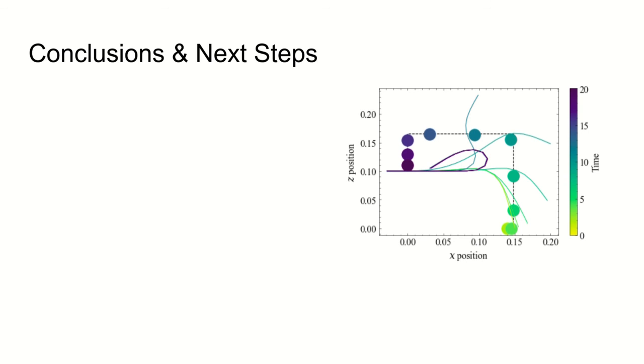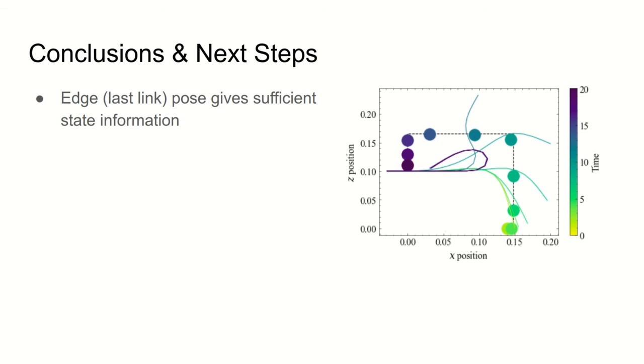Just to talk a little bit about the conclusions and next steps, some of the next steps would be a little bit too in the weeds of the simulation for this video, but one conclusion is that it seems like the pose of the last link, so the edge link, is sufficient to be able to complete this task. It's sufficient information to give a controller to be able to complete this task. However, there are issues with the simulation being non-physical.